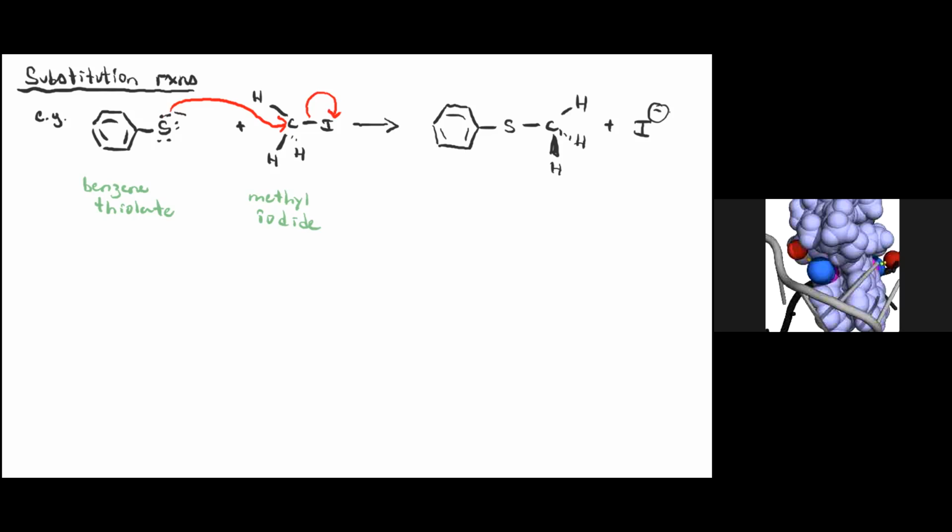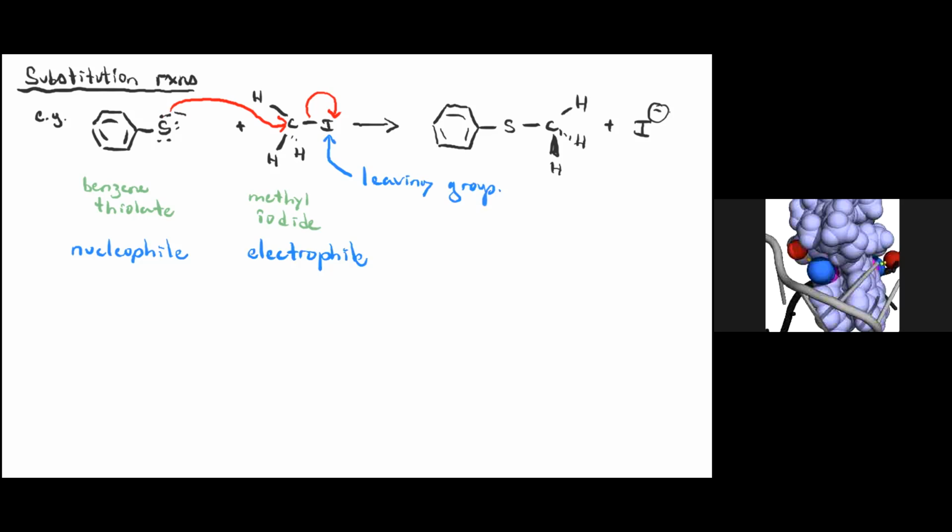Okay. And these types of reactions are very common, and they're so common that we apply specific names to the reagents in the process. So in this case, the benzene thiolate is behaving as what we call a nucleophile, and the methyl iodide is the electrophile. I think those names are self-explanatory. The iodide that departs is what we call the leaving group. Okay. And again, we're going to talk much more about this.